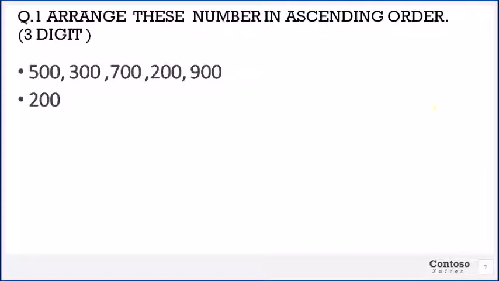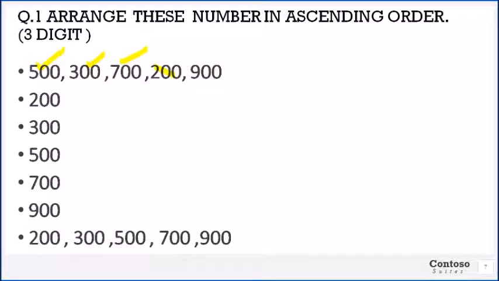So 200 will come first, and except 200, among these 4 numbers 300 is the second smallest number, so 300 will come next. Among 500, 700 and 900, 500 is the smallest one, so 500 will come next. And among 700 and 900, 700 is the smaller one and 900 is the larger one, we know, so 900 will come in the last position. So this is the correct ascending order of the following numbers.